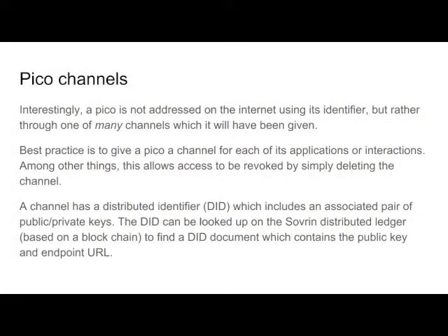A channel has a distributed identifier, or DID, which includes an associated pair of public and private keys. The DID can be looked up on the sovereign distributed ledger, which is stored in a blockchain. And when you look it up, you'll find a DID document, which contains the public key and endpoint URLs.